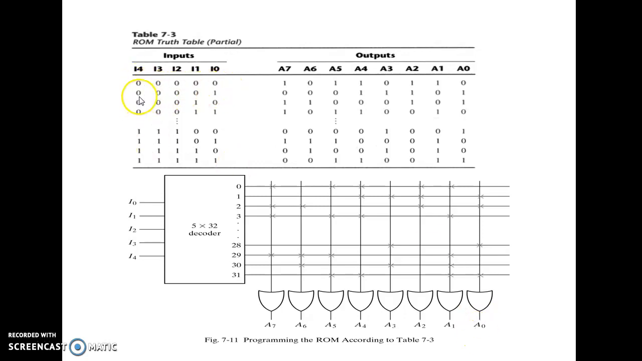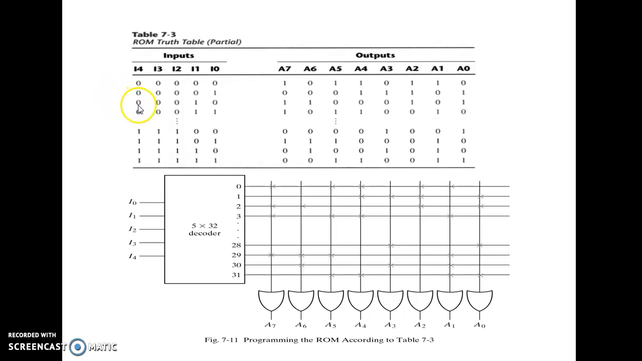Similarly, you can check for 4 zeros 1. What is the decimal equivalent? The decimal equivalent is 1. So only this particular output would be 1, remaining all 0. If this is 1, which outputs will be 1? Cross marks are for A4, A3, A2 and A0. So the outputs A4, A3, A2 and A0 will be 1, which satisfies the corresponding output combination.